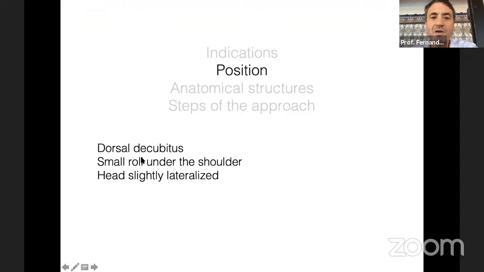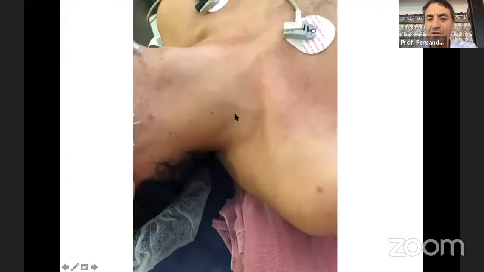The patient must be located in dorsal decubitus with a small roll under the shoulder and the head slightly lateralized to the opposite side. This is the surgical position. A small roll under the shoulder. Here is the neck, the shoulder, the chest, and the head slightly rotated to the opposite side.